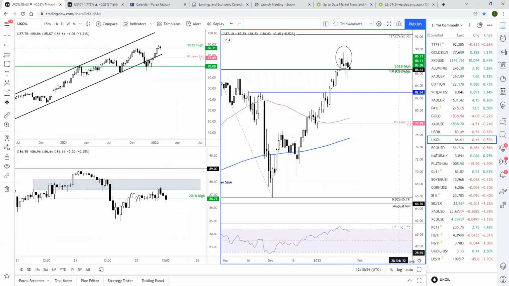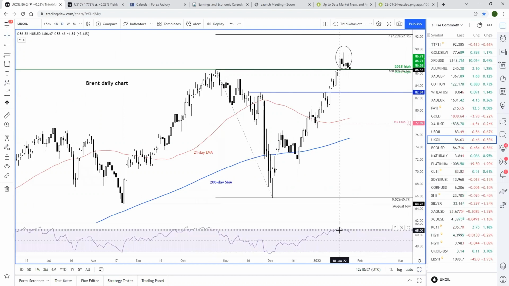And also, before we move on from oil, last thing, the relative strength index is in a state of negative divergence here, at overbought levels.